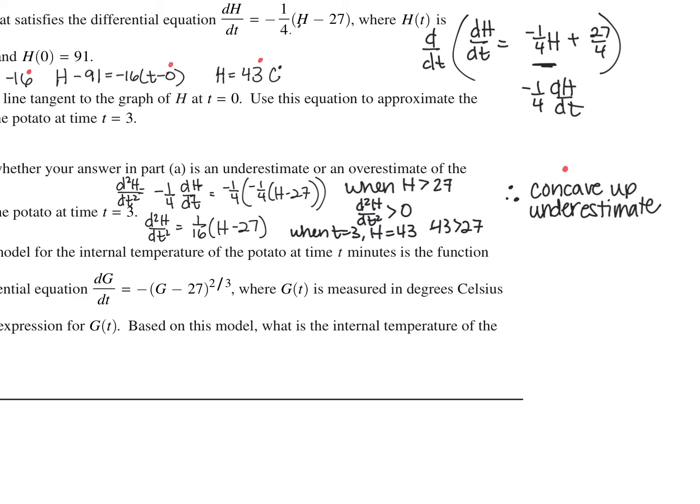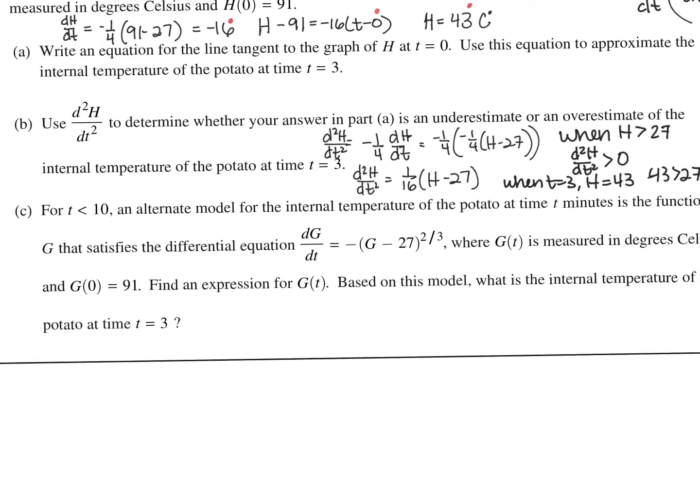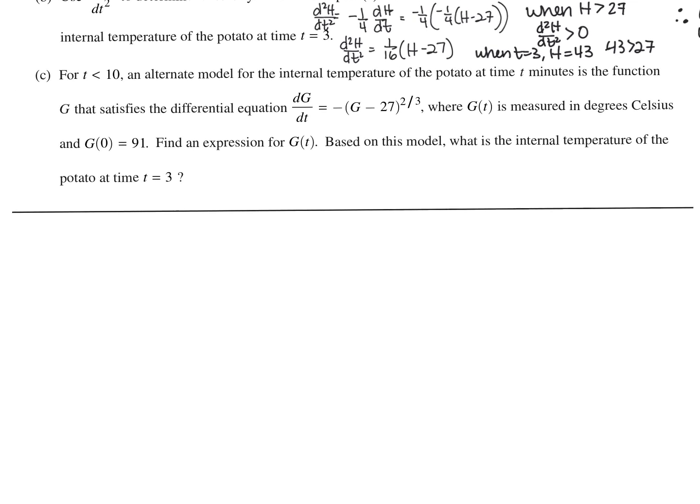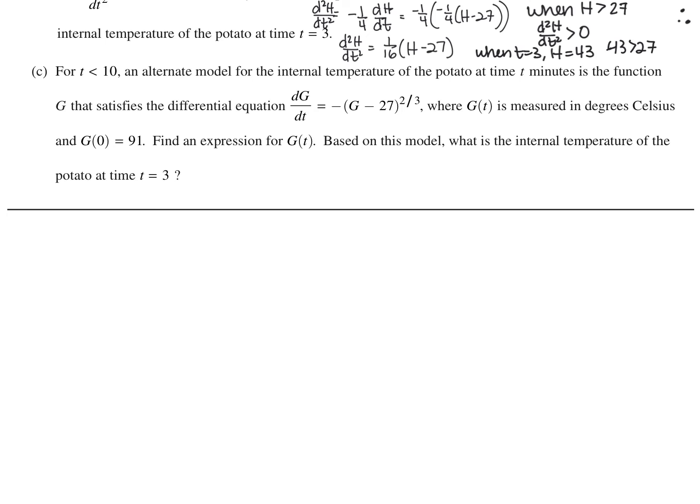All right, 1 point there, so that's nice. Okay, part C, and this is probably where most of you spent most of your time once you got going, just because it requires a bit more work. For t less than 10, an alternate model for the internal temperature of the potato at time t minutes is the function G. This satisfies the differential equation where G of t is measured in degrees Celsius and G of 0 is 91. Find an expression for G of t. Based on this model, what is the internal temperature of the potato at time t equals 3?